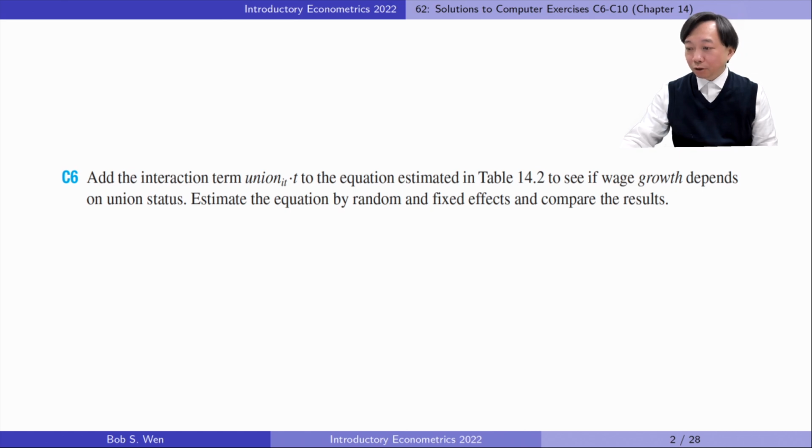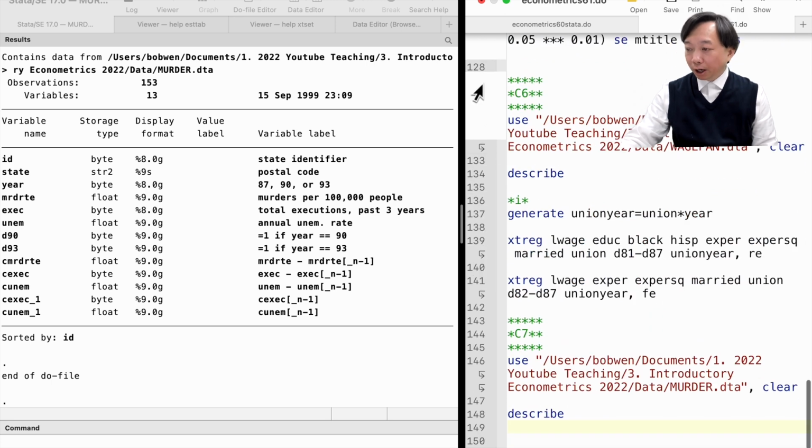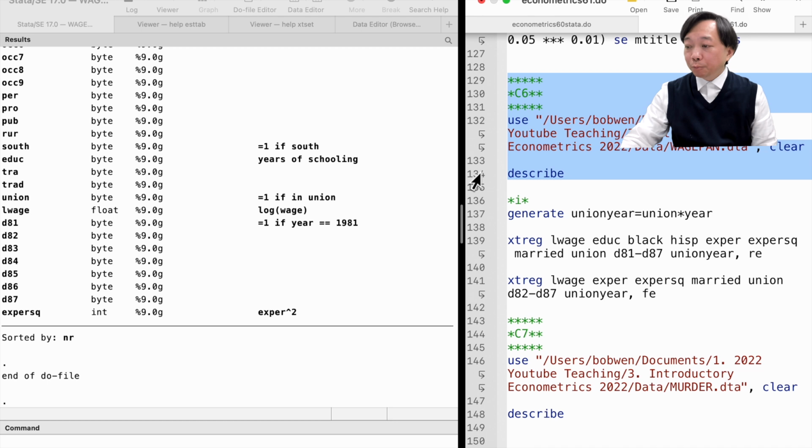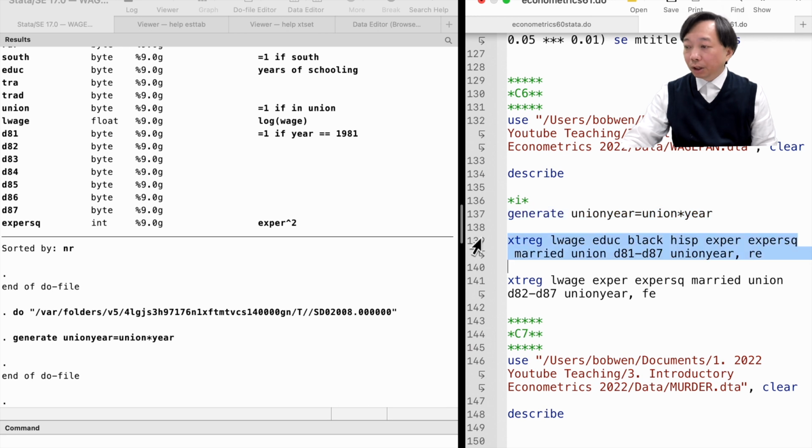We add the interaction term between the union dummy and the time trend variable to the model. We know that the time trend variable is perfectly collinear with year dummies. We could not add the time trend variable to the model, but we could add the interaction term. It captures the difference in the wage growth rate between union members and non-union members.